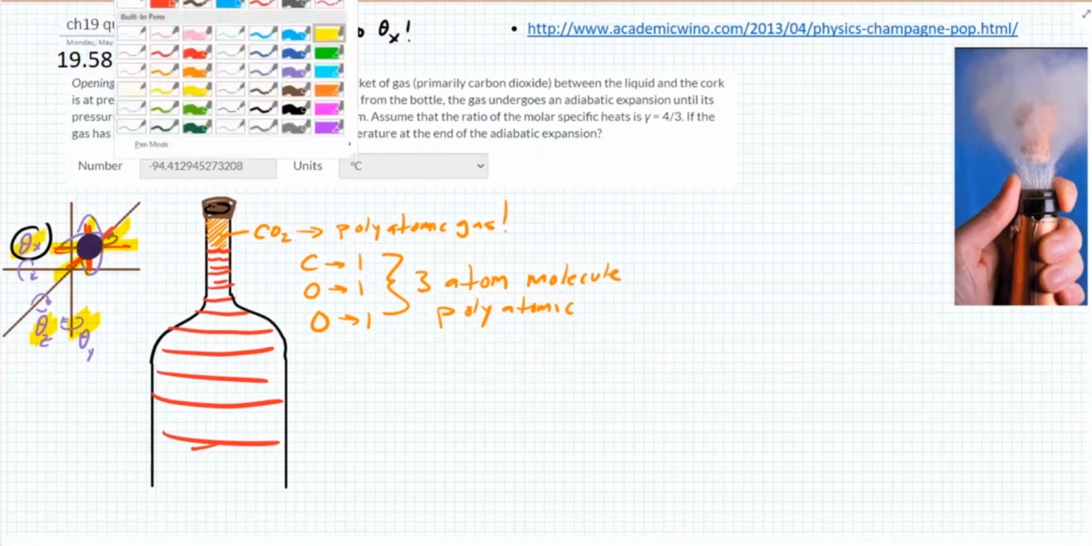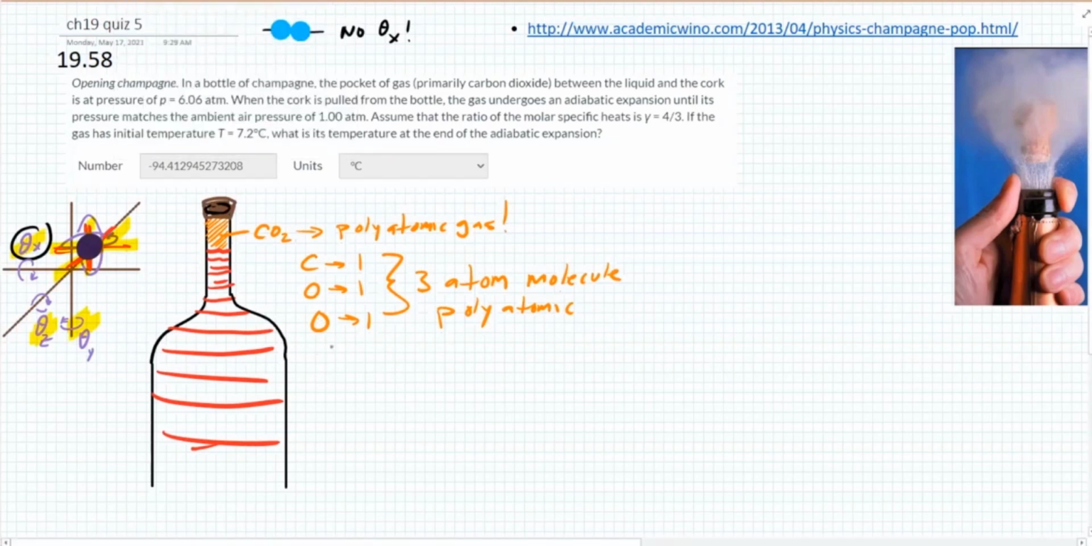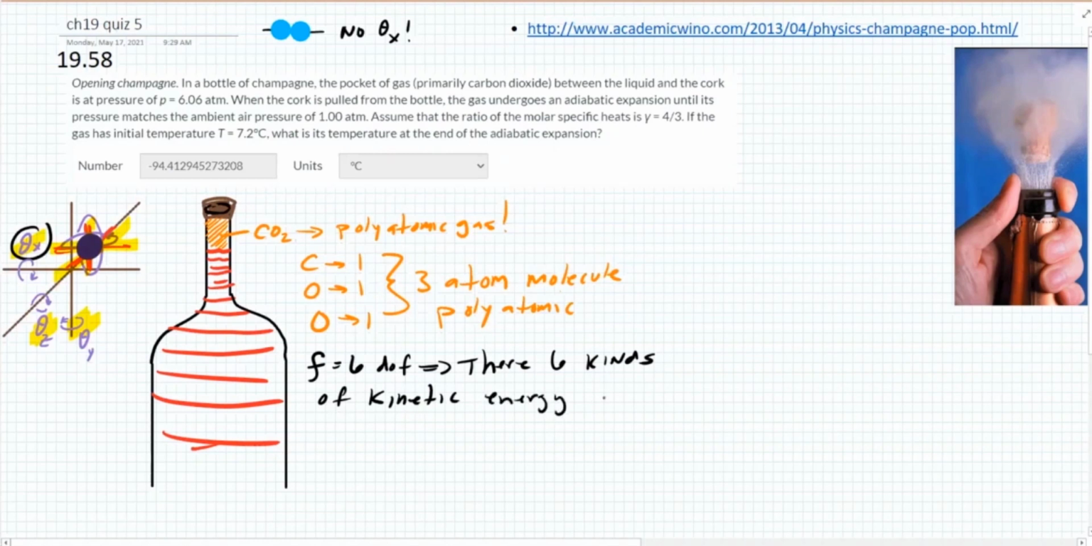So I have F equals, and to be honest, I don't remember off the top of my head if I need this, but I'm just going on this rant. F equals 6 degrees of freedom, all 6 kinetic energies. And this means there are 6 kinds of kinetic energy that comprise the internal energy, comprise CO2's internal energy.